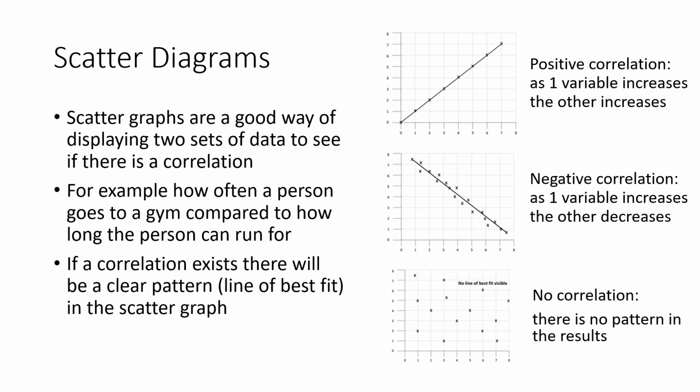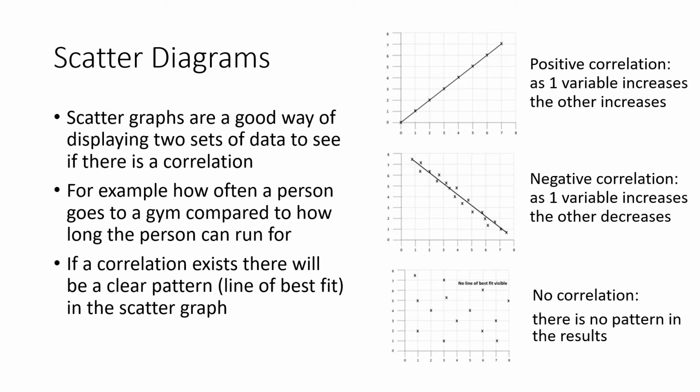If you look at the right hand side, you can see 3 different graphs. The top graph shows a very clear positive correlation. By a positive correlation, we mean as one variable increases, the other one increases. But you can also see that all the x's for the plots fall exactly on the line.